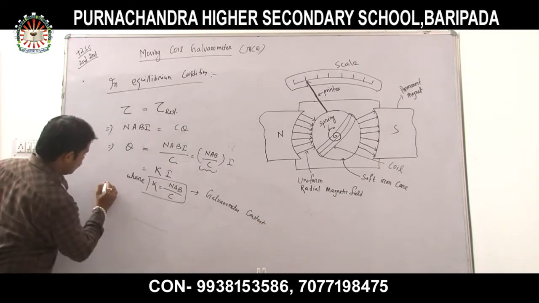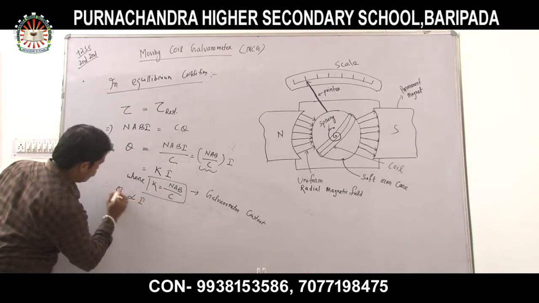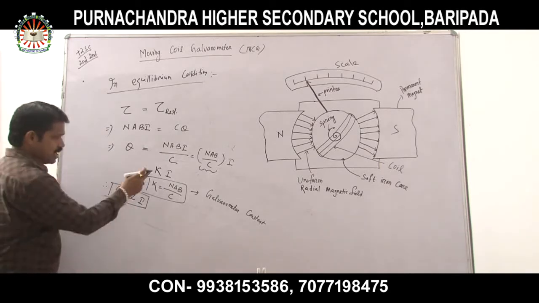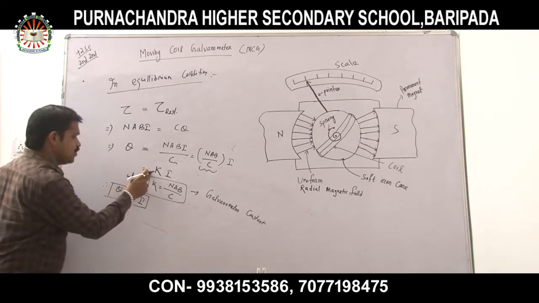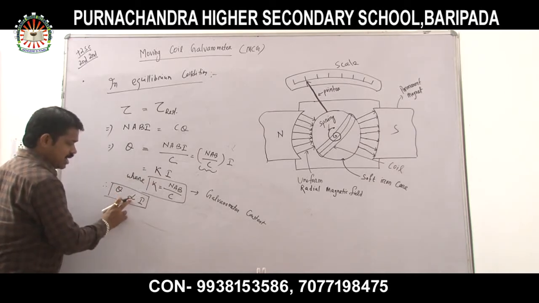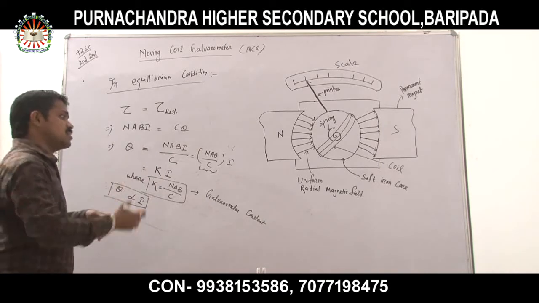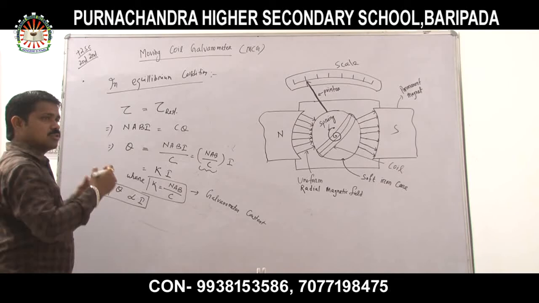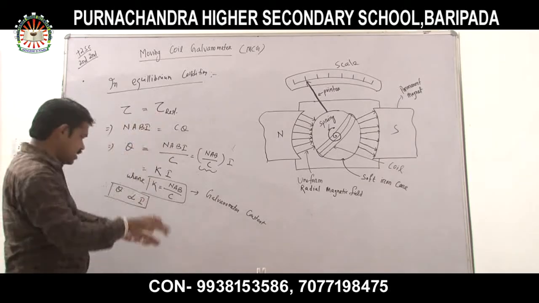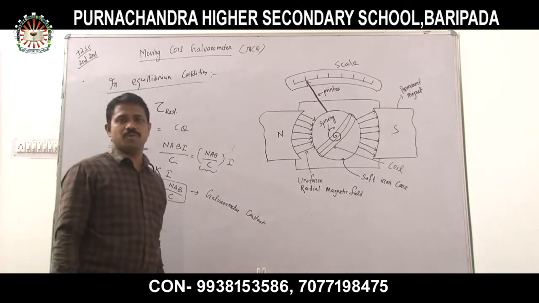So here K is a constant. So we can write that the theta value is directly proportional to the deflecting current. This is a very important one. So we can write that theta, the angle of twist, is directly proportional to the current flowing through the coil. As the current increases in the coil, the theta value also increases. And vice versa, when the current value in the coil decreases, the angle of twist value also decreases. Understood all of you?